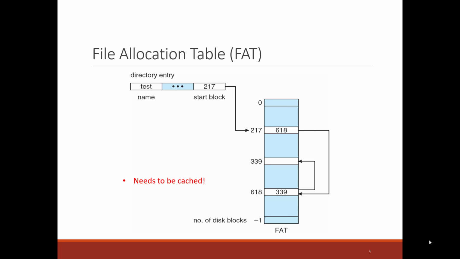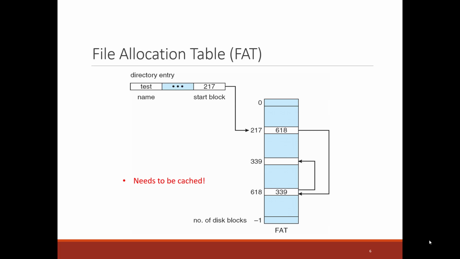It's best to see with an example. Notice here I have a file named test, and its start block is 217. This means that block 217 on the disk is the first block of the file. Now, if I go into the FAT table, I see at location 217, the number 618. This says the second block for the file is block 618 on the disk. Location 618 in the FAT table is 339, which is the third block of the file. So this file is made up of blocks 217, 618, and 339.